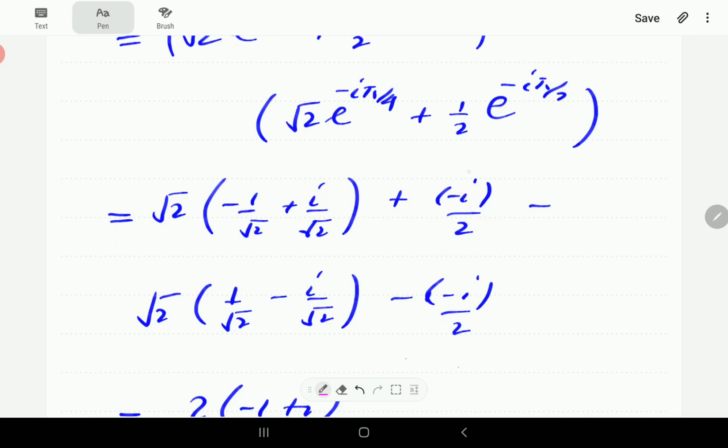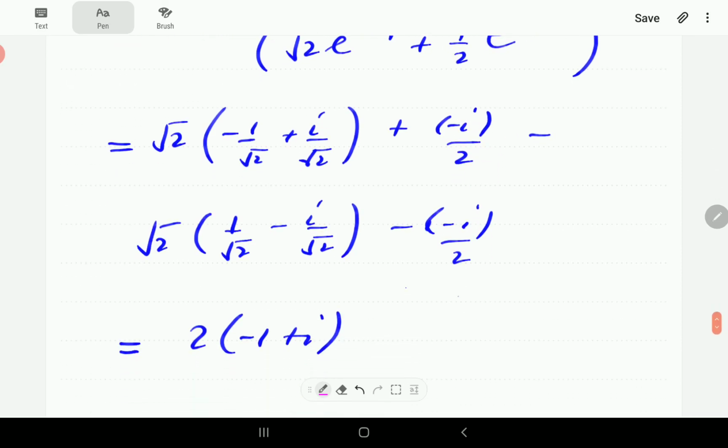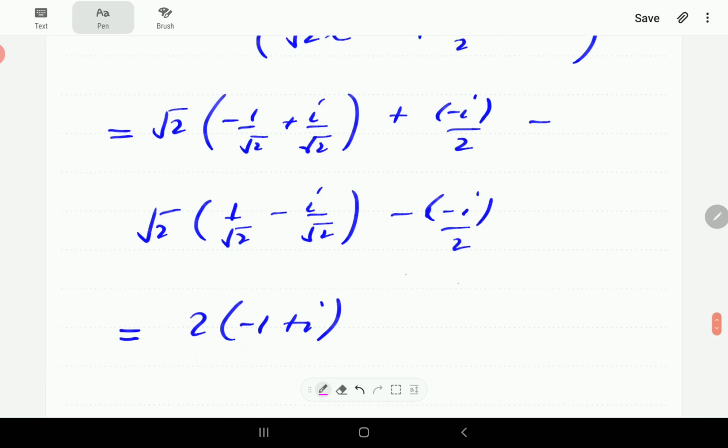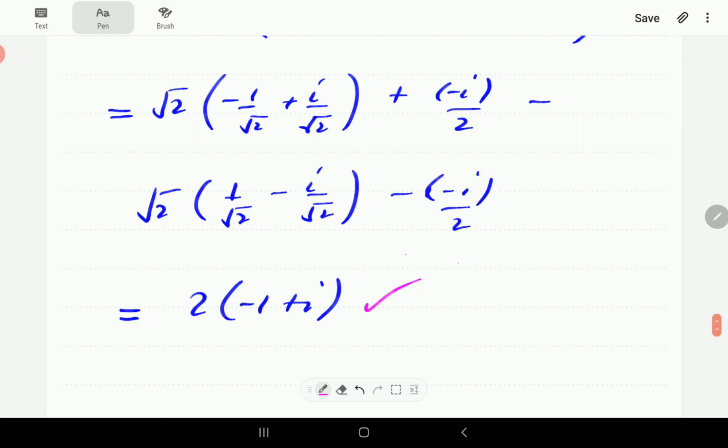And you're going to notice that these two are going to actually cancel out. And then simplifying these two, there's going to be minus 1 here, and minus 1 there is going to be minus 2, and then it's going to be 2i there. So this is going to be our final answer.